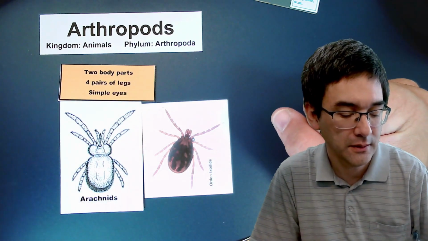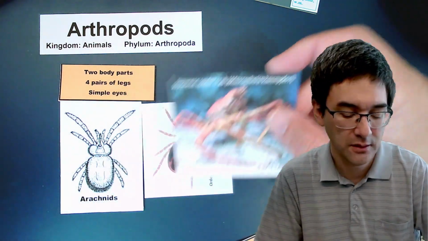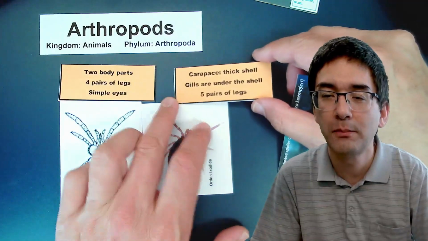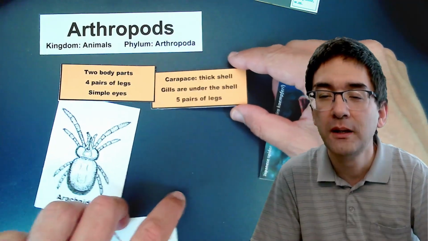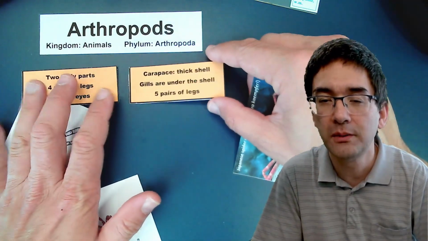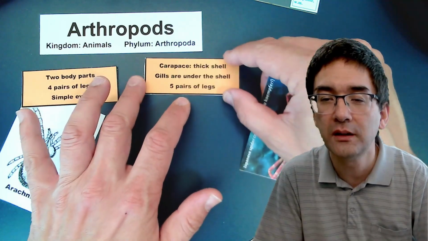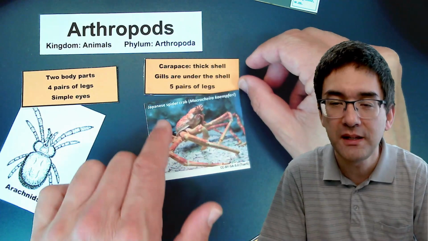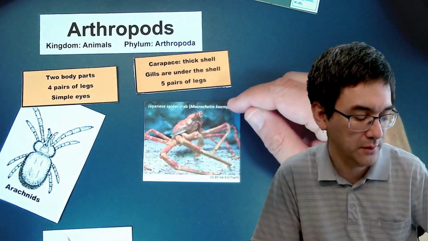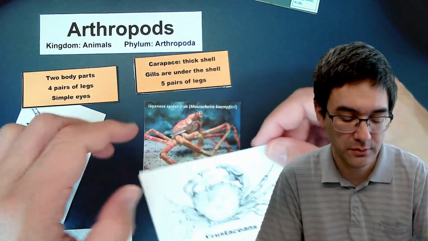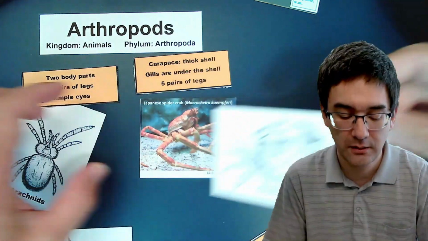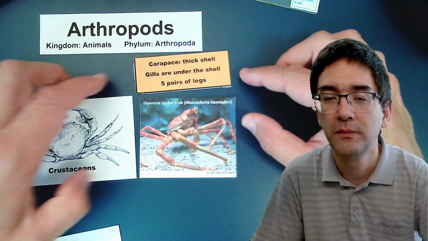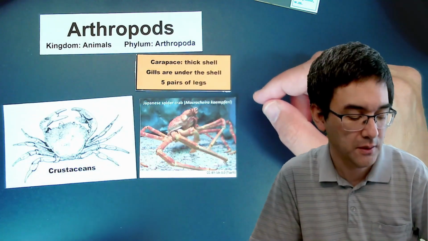And last but not least, the crustaceans. They have a so-called carapace. A carapace is a thick shell on the outside. They also have gills, because they need to breathe, and these are located under the shell, and they have 5 pairs of legs. Here this is a so-called Japanese spider crab. It's a huge one. And here we go. Again, I'm going to put this away. So they belong together. These are the crustaceans.